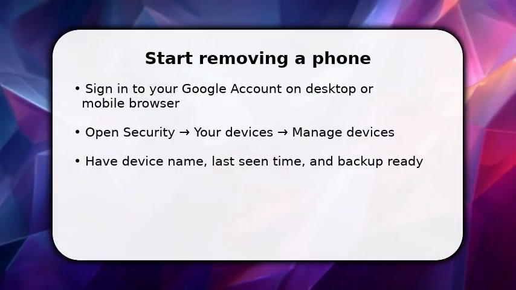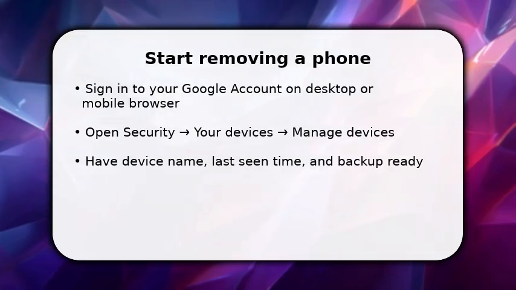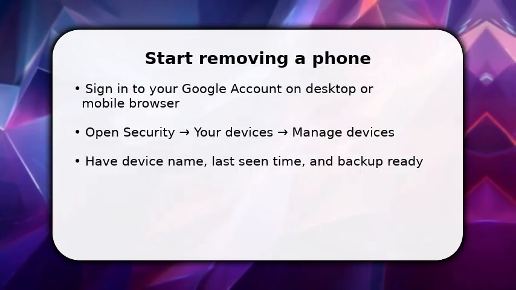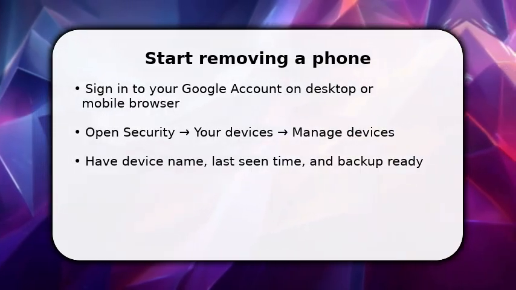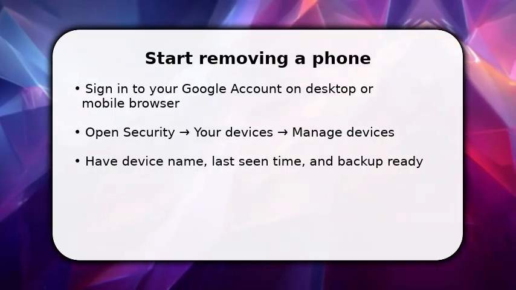You start by signing into your Google account in a browser. This gives full controls you need. Once signed in, open Security, then your devices, then Manage Devices to see every signed-in phone. Make note of the device name and last seen time so you target the correct phone.